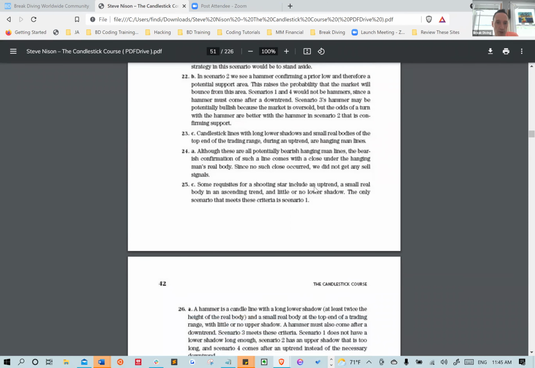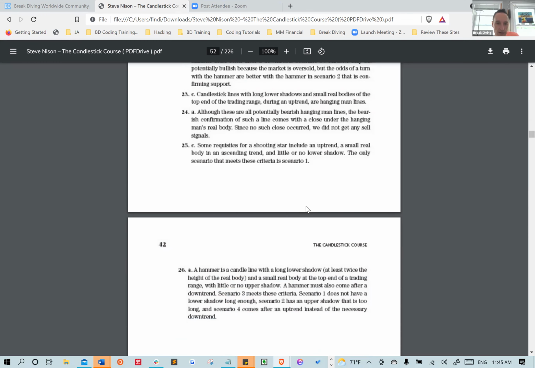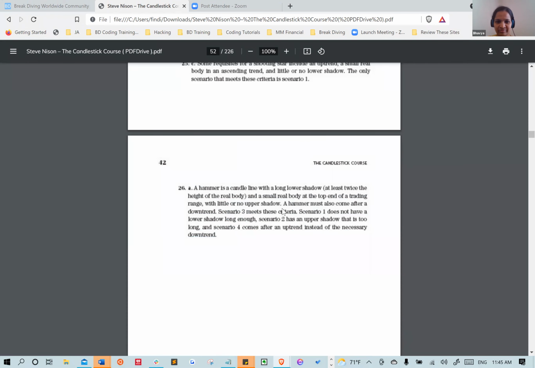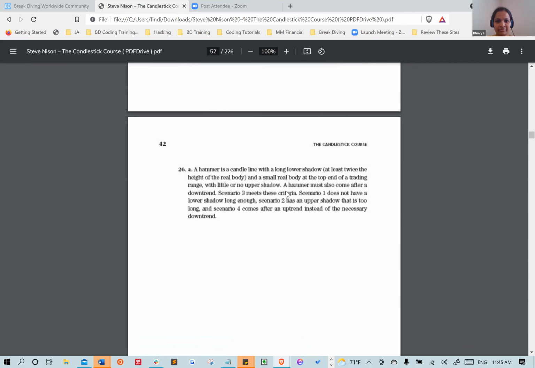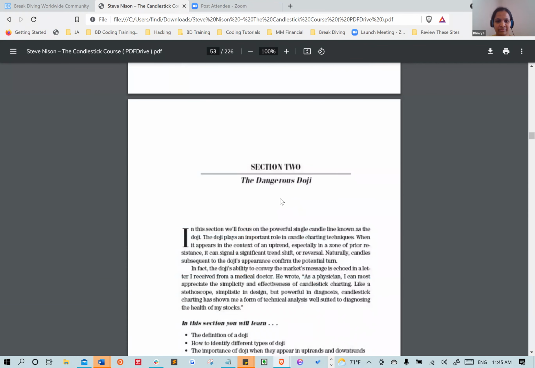Some requisites for a shooting star include an uptrend, a small real body, and no shadow. 26: a hammer is a candle line with a long lower shadow, a small real body at the top of a trading range, with little or no upper shadow. A hammer might also come after a downtrend. Scenario 3 meets these criteria. Scenario 1 does not have a lower shadow long enough. Okay, so the dangerous doji.